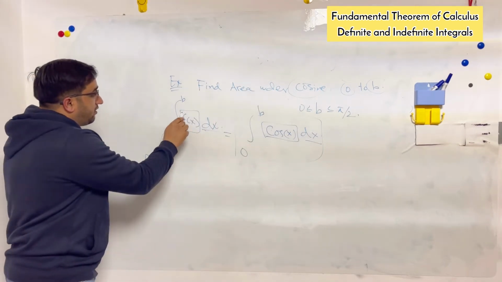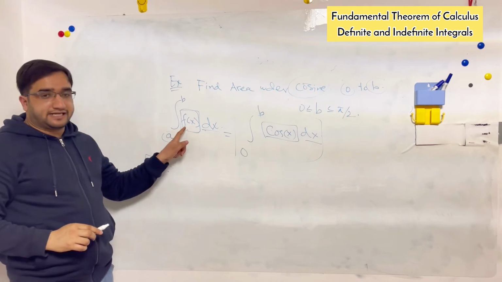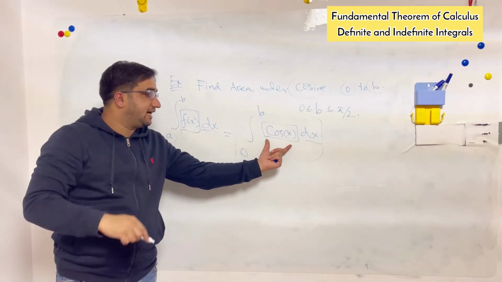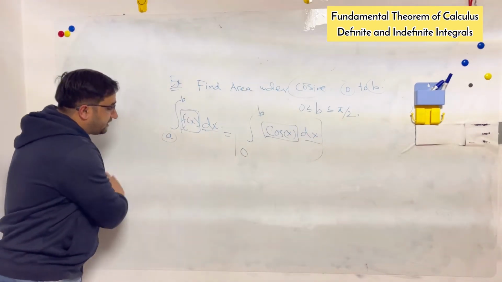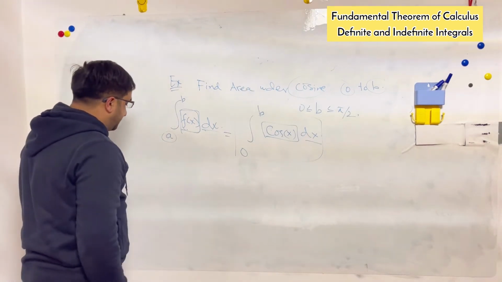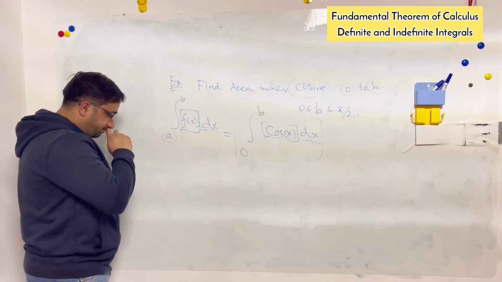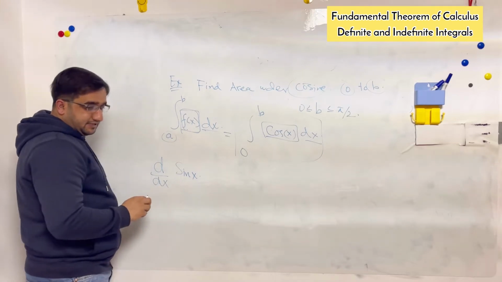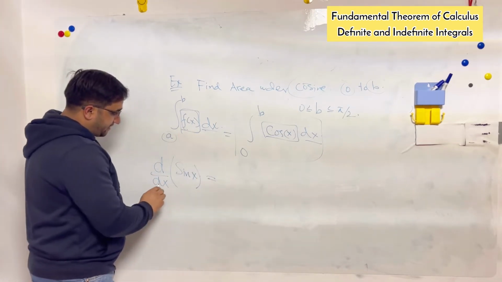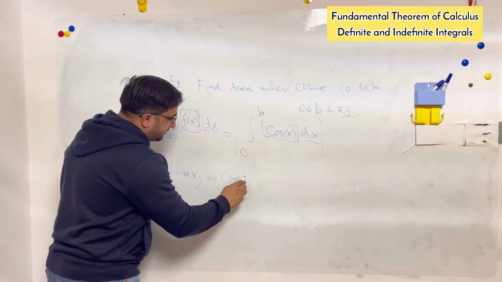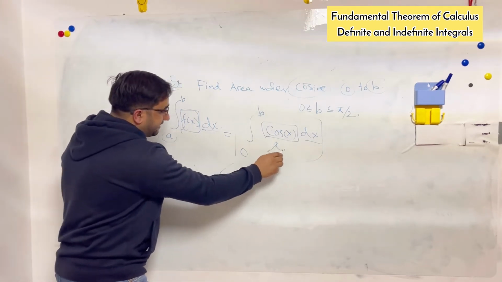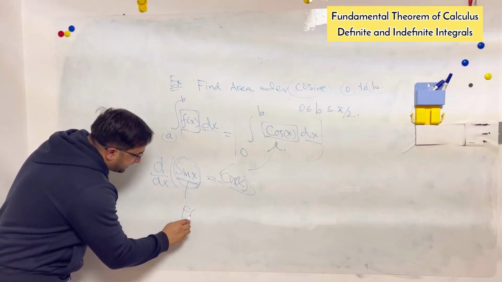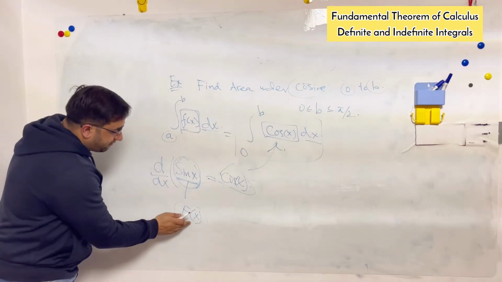Now I need to go back and see which function, when I apply the derivative on it, gives this function. You already know the table of trigonometric functions. If you have the function sine x and you apply the derivative on sine x, what will be the answer? Cos x. So you get cos x from this function when you apply the derivative. So sine x is my capital F in this question. I have got the capital F.